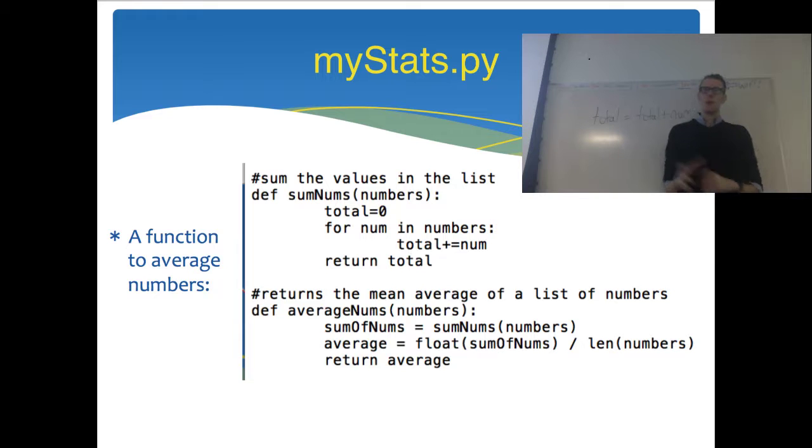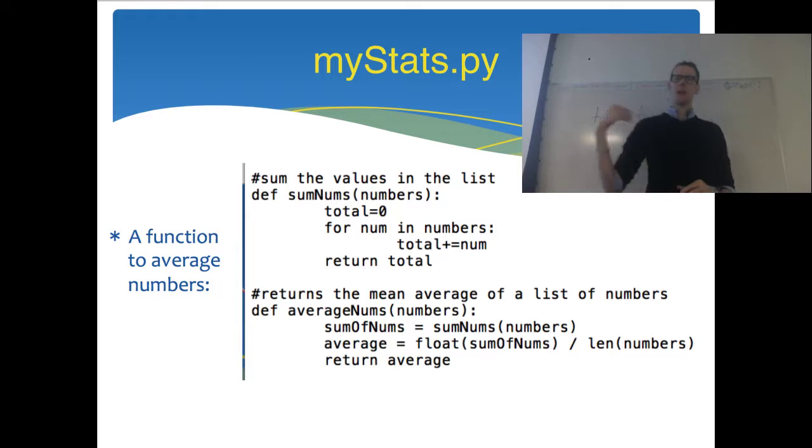Okay, so we know our sumNums function will take a list of numbers and the output will be the sum of that list. So I'm going to call it on our list of numbers, and I'm going to store the returned value in a variable called sumOfNums. So this sumOfNums variable will get whatever is returned from calling sumNums on our list of numbers.